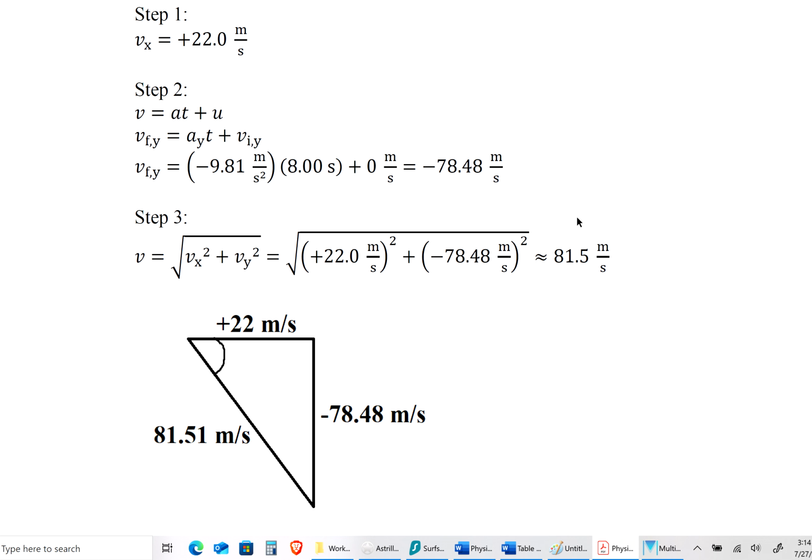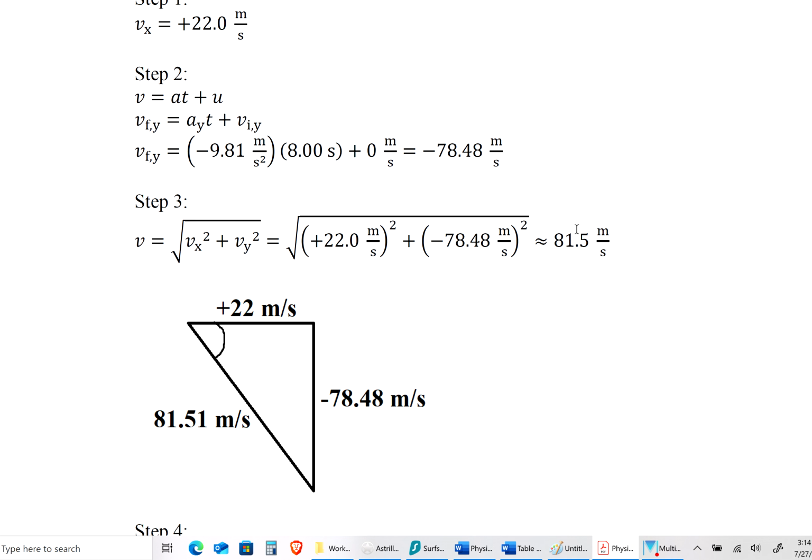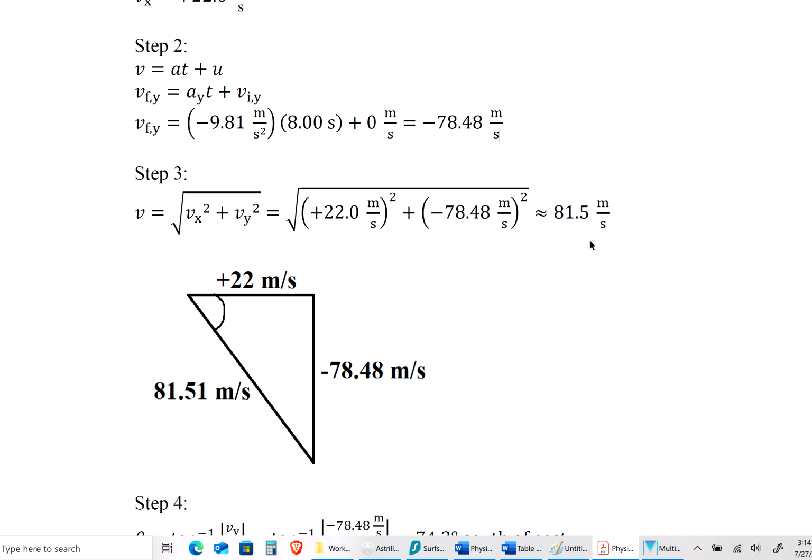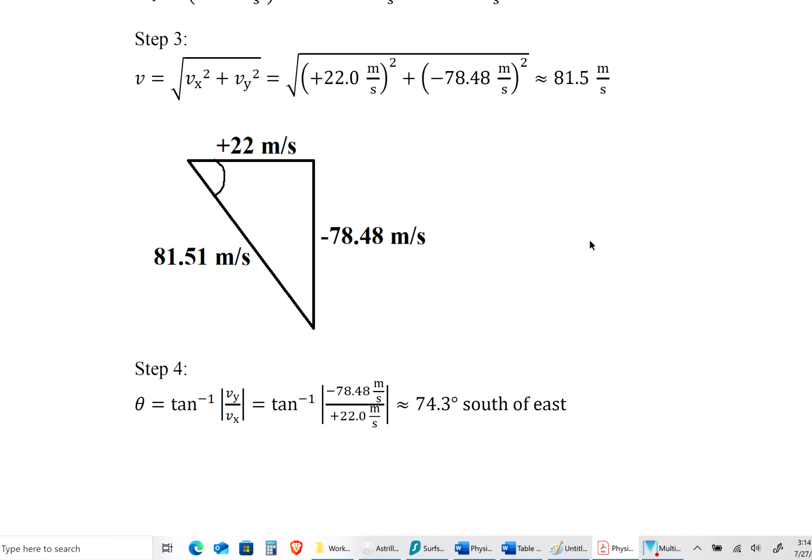So it's going to look something like this. 81.5 meters per second is the magnitude. The direction is south of east. Why is it south of east? Because horizontal is positive, vertical is negative.